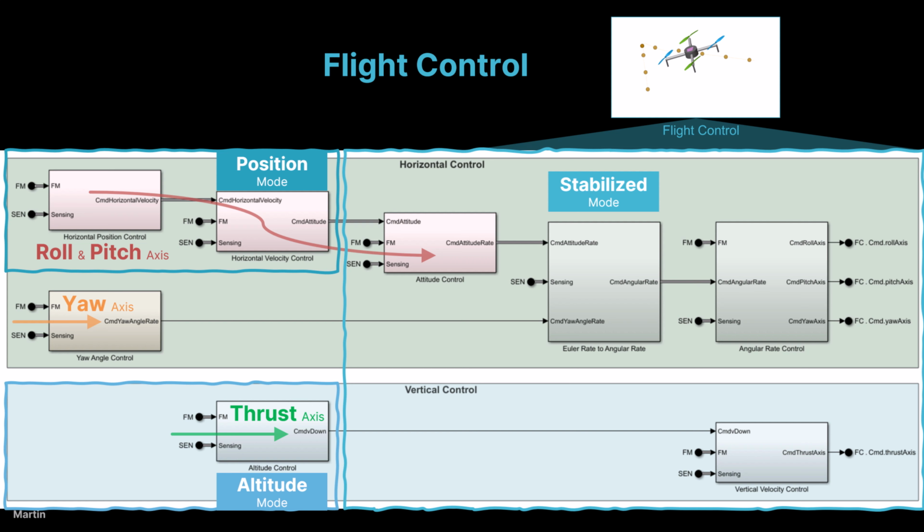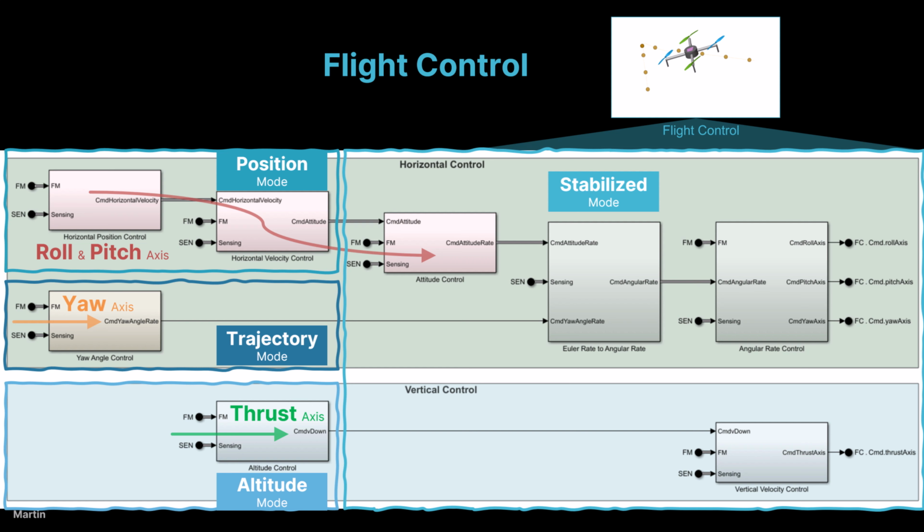It includes horizontal velocity control and horizontal position control, enabling the vehicle to autonomously maintain or track desired positions in the XY plane. Trajectory mode further extends the architecture by incorporating yaw angle control, allowing for precise orientation tracking during trajectory-following missions or autonomous path execution.